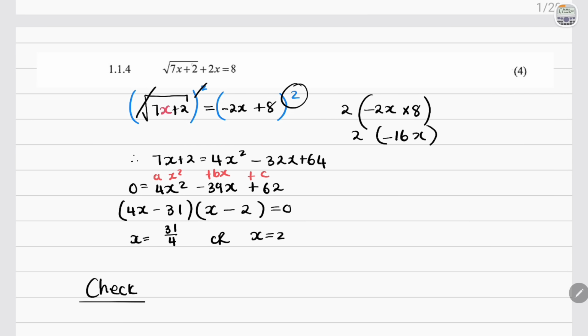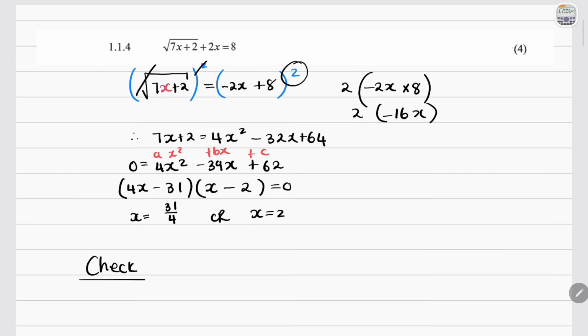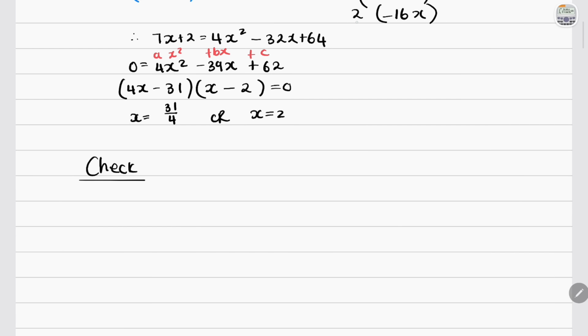So what I mean by check is you're going to substitute each x value. You're going to take this. You're trying to find out, is x really equal to 31 over 4? And you will substitute it in place of x and check if the left-hand side is really equal to the right-hand side. Okay, if the left is equal to the right, then that means that answer is valid for this equation. Okay, it's true for that equation. So let's go ahead and do that. I'm going to rewrite this first.